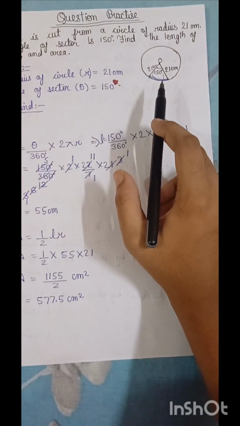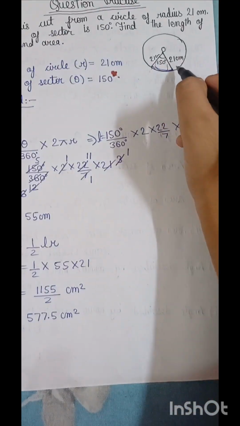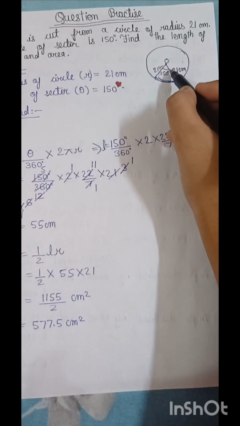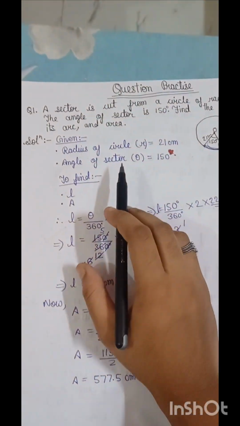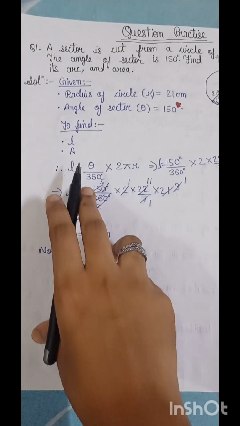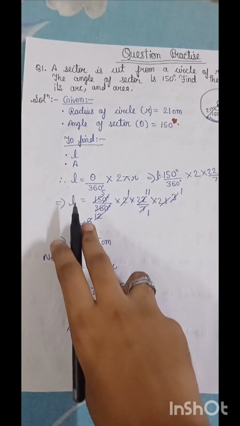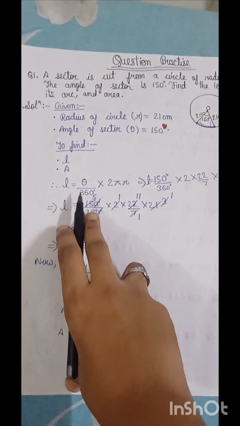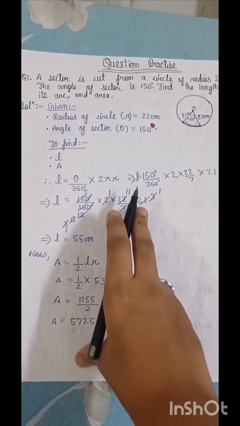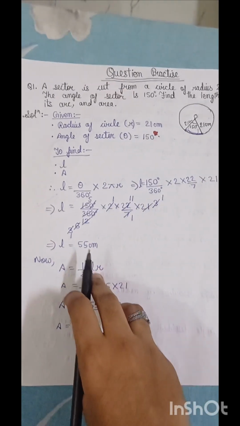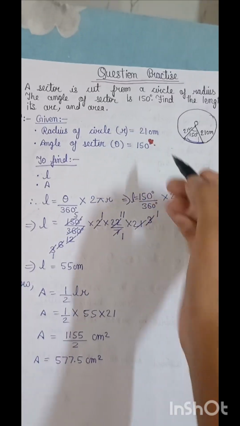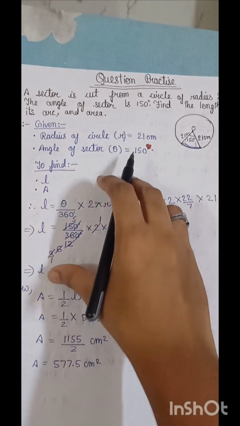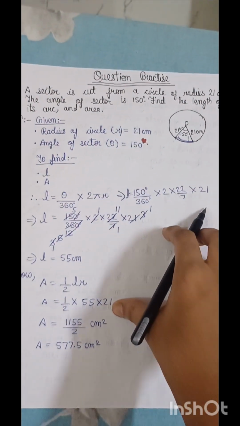See, this is a circle, and the radius is given as 21 centimeter and the angle subtended by this arc is 150 degree. So we need to find the length of the arc and the area of the sector. First of all, we will find the length of the arc: theta by 360 into 2 pi r. By substituting the values, theta is 150 degree and the radius is 21 centimeter, so we will put the value 21, and you can get the answer 55 centimeter.